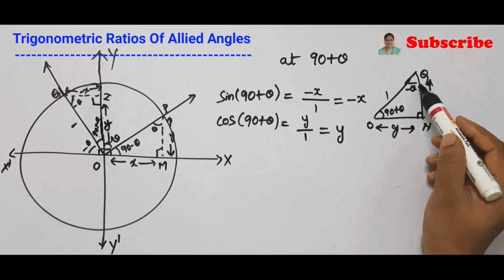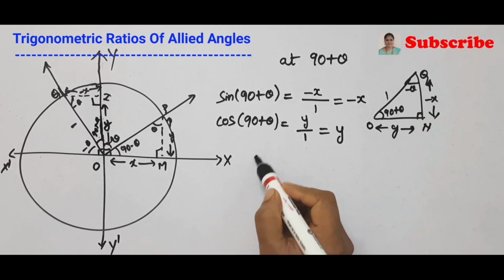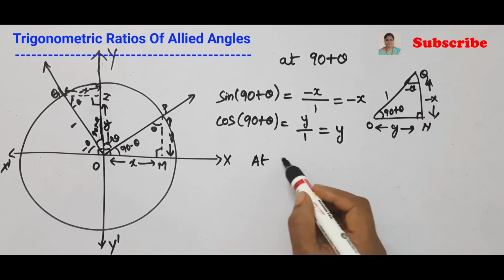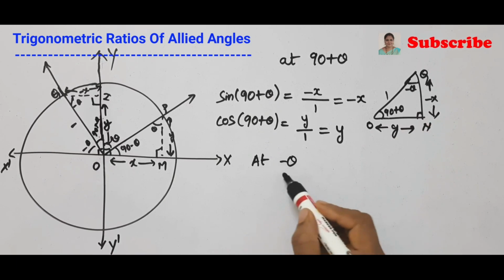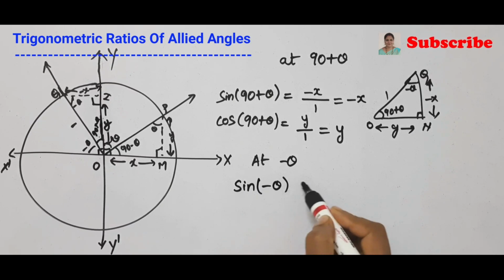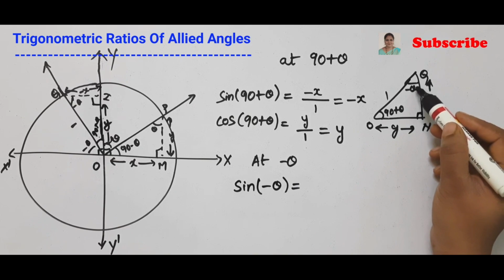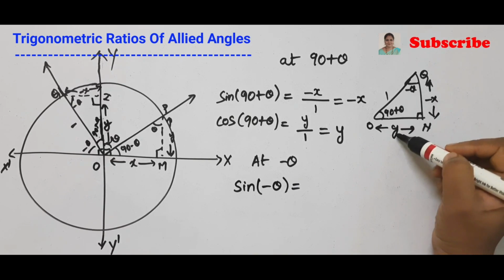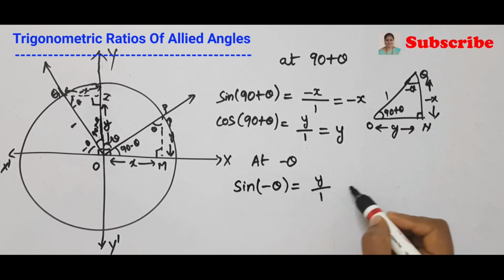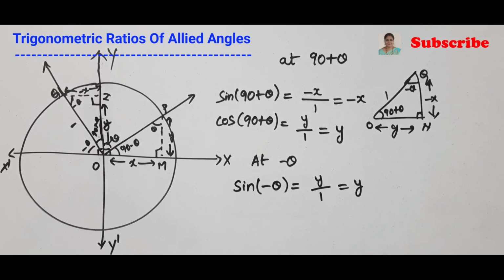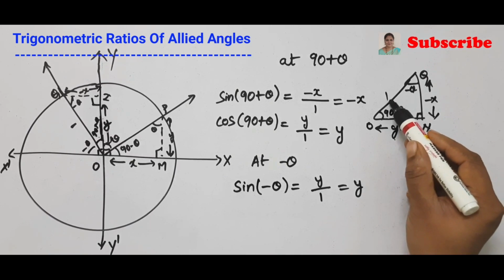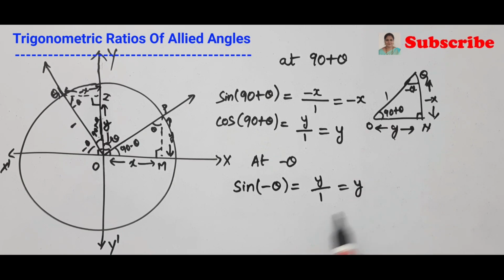Now let us calculate at angle -θ, using this triangle. Sin of -θ: the side opposite to -θ is y, is it not? So y by 1 is equal to y. That is, opposite side by hypotenuse. The opposite side to -θ is y, by hypotenuse 1, so this is equal to y.